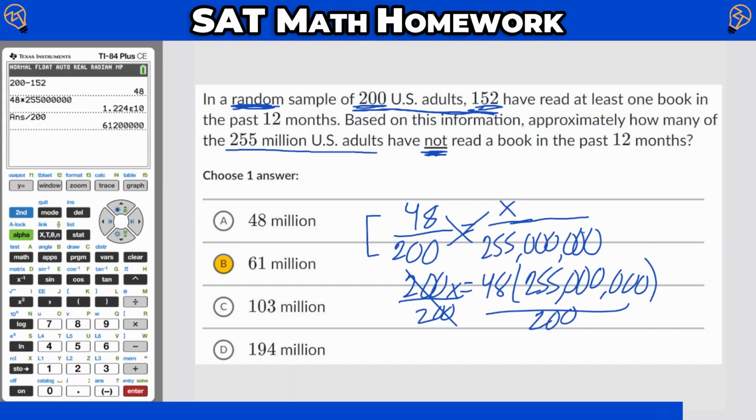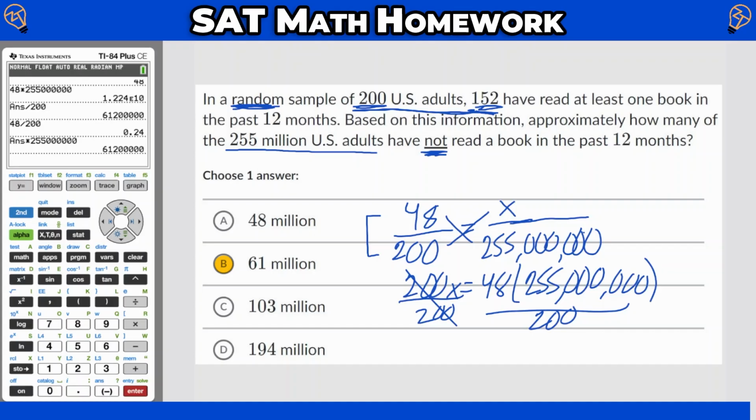Now another way you could have done it, let's say you did 48 divided by the 200, that gives you a percentage, and you could just do of, which means to multiply those 255 million, and you get the same answer.